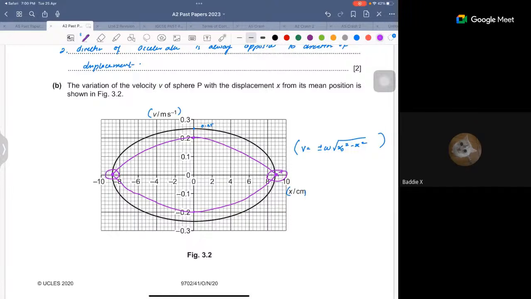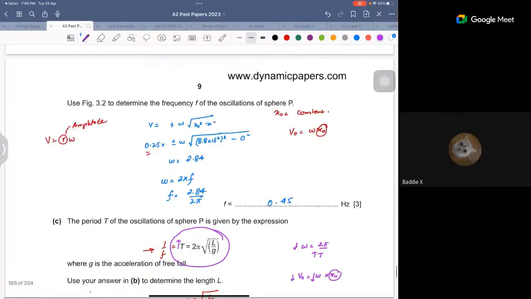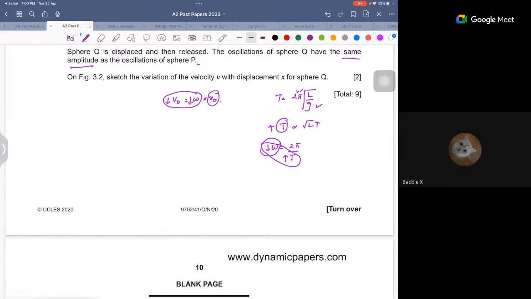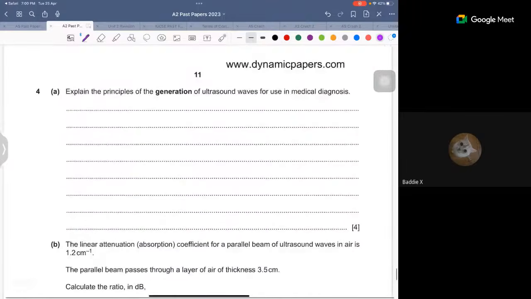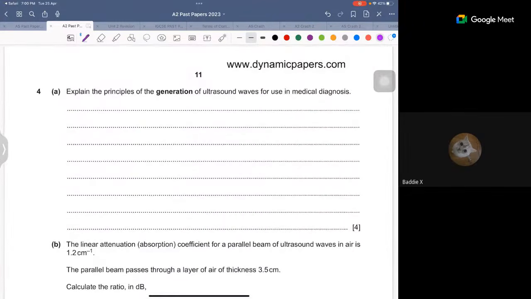Right. Okay, yes, sir. So that's my thought process. You can actually see it, and if you still don't get it, do let me know. Then we have ultrasound. Okay, so 4 mark question.